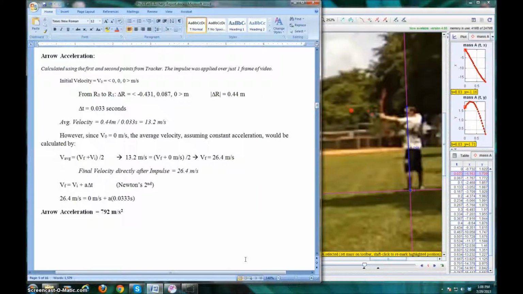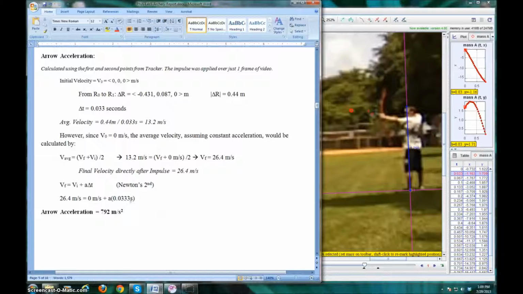To find the arrow's acceleration, I used the first and second points from my tracker video. I knew the impulse was applied over just one video frame, so that time was 0.033 seconds. And in that time, the magnitude of the change in the distance was 0.44 meters. That gave me an average velocity of 13.2 meters per second. But since I know that the initial velocity is 0, I found my final velocity was 26.4 meters per second.